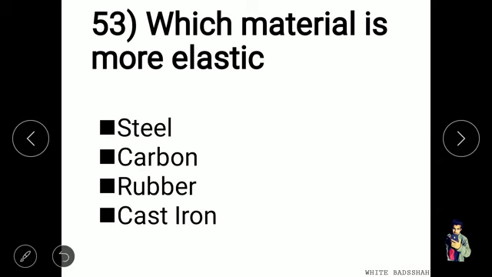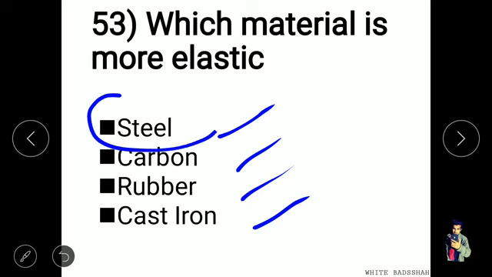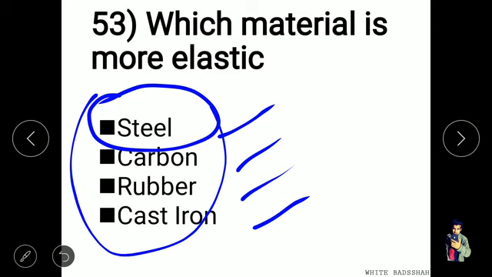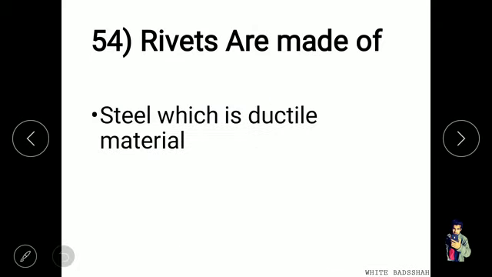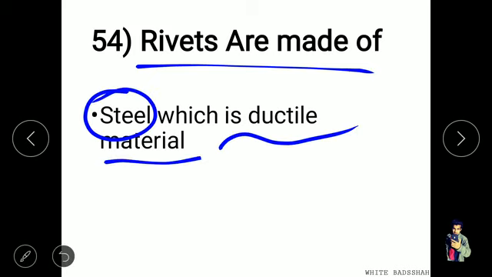Now which material is more elastic: steel, carbon, rubber, or cast iron? Steel is the most elastic material among the given options. Now rivets are made of steel, which is a ductile material.